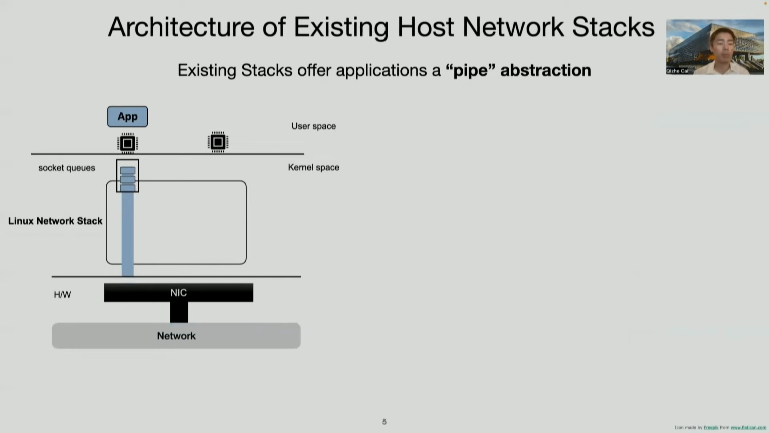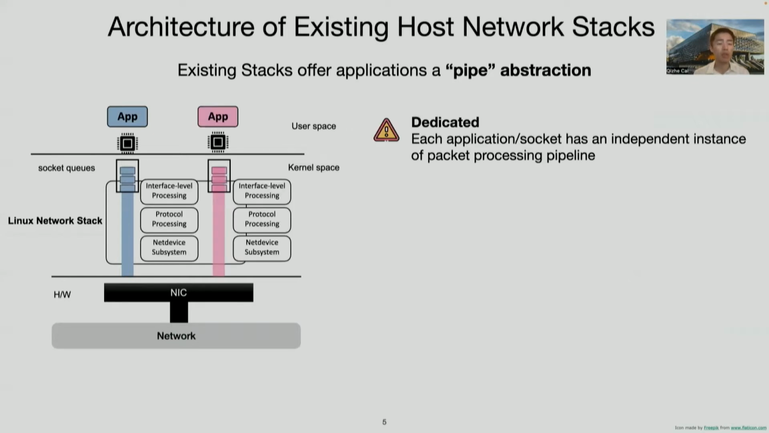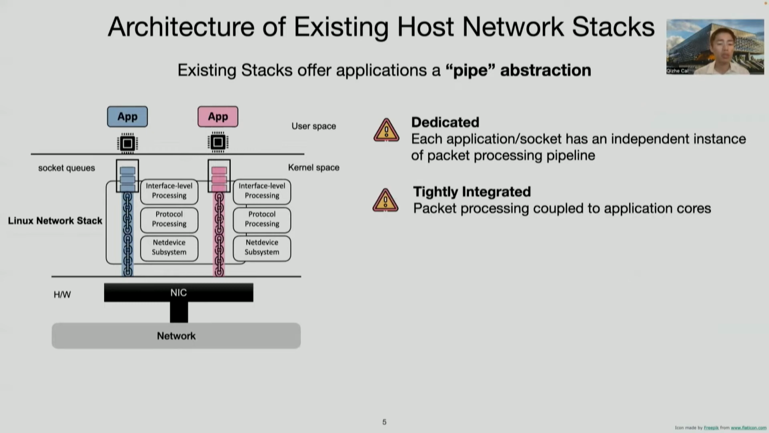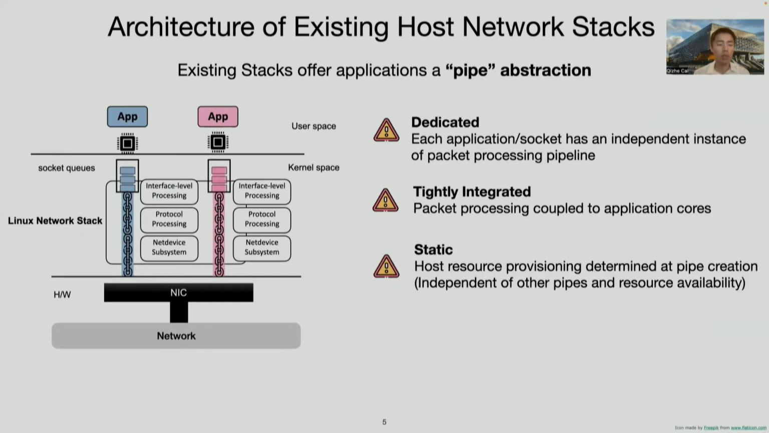The pipe abstraction has three properties. First, each application or network socket has its own dedicated pipe with its own independent instance of the packet processing pipeline. Second, packet processing at every stage of the pipeline is highly coupled with the cores on which the corresponding applications are running. Third, the host resources allocated to each pipe are statically determined during pipe creation time and remain unchanged, independent of other coexisting pipes and dynamic resource availability at the host.